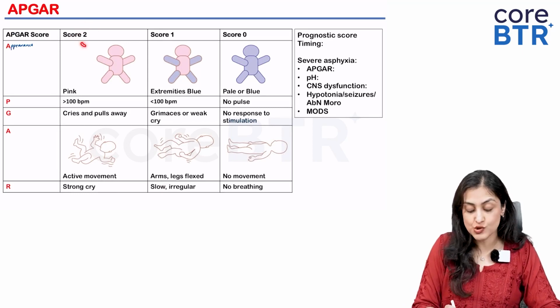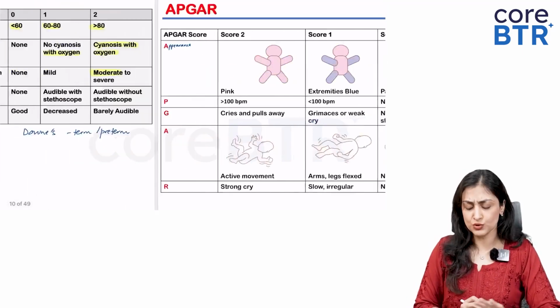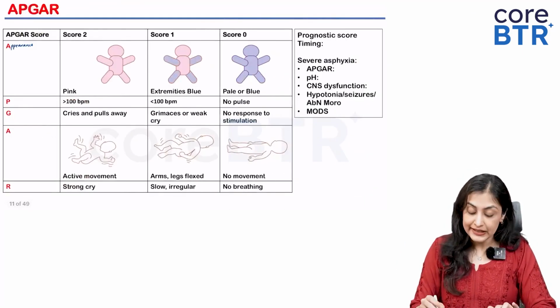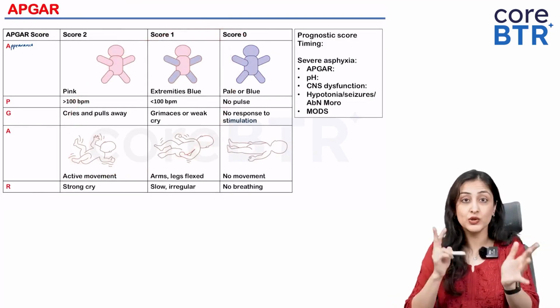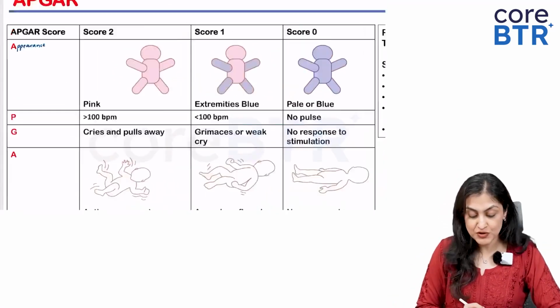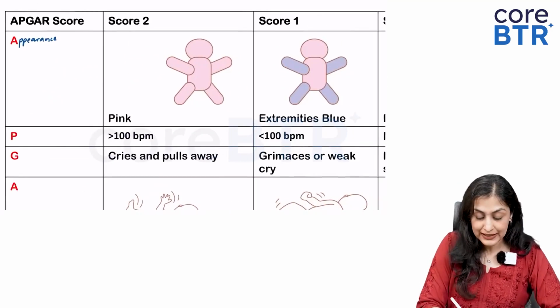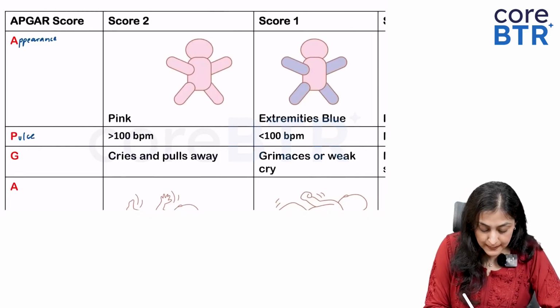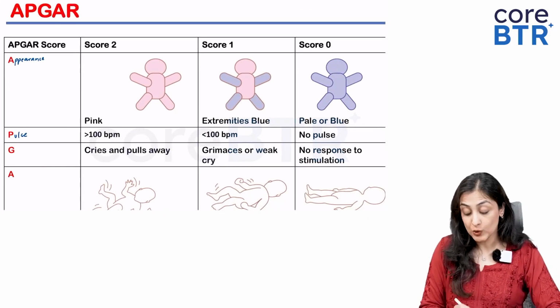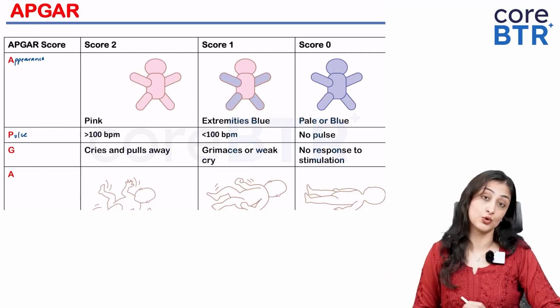So the grading is 2, 1 and 0. Just need to know here higher is bad, here higher is good. So that way you can remember, okay? So appearance: full baby pink, acrocyanosis, full cyanosis, okay? Then we have pulse rate. So here pulse is a number: more than 100, less than 100, no pulse.